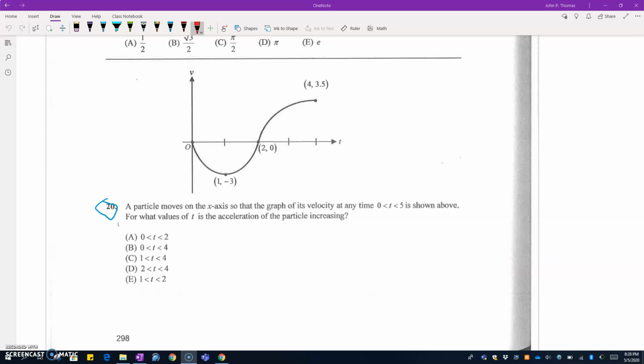All right, let's take a look at the most missed problems from today's assignment. The first one is number 20. It says a particle moves on the x-axis so that the graph of its velocity at any time is given above. All right, so we have a graph of v of t, and that's our velocity. And this says for what values of t is the acceleration of the particle increasing?